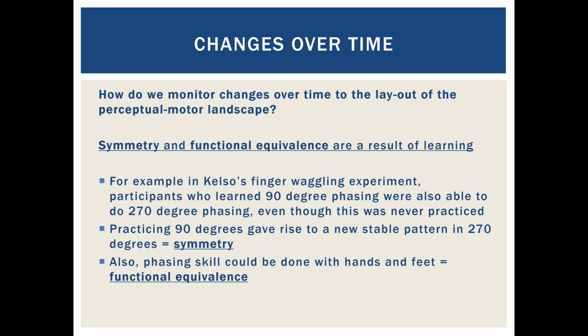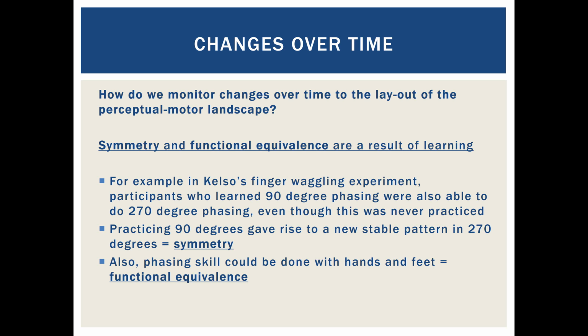And that shows you what we said before. It's not just the attractor state that you train, it's the layout of the whole perceptual motor landscape when you train one particular attractor. That example of practicing at 90 degrees, developing an attractor state there, but also developing an attractor state at 270 degrees, is called symmetry. And that is something that you can see over time, and we'll explain it with a backflip later.